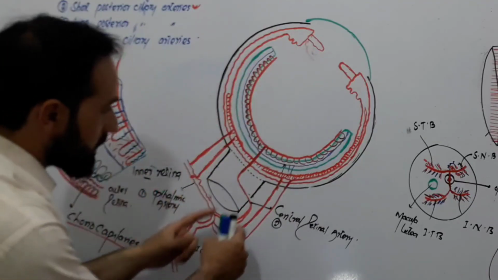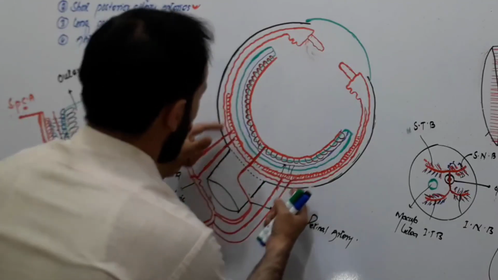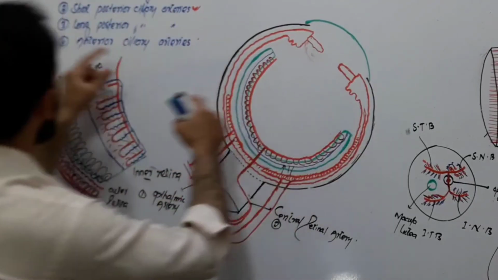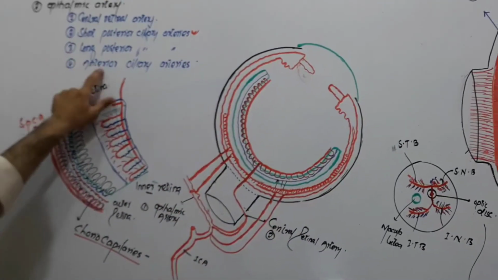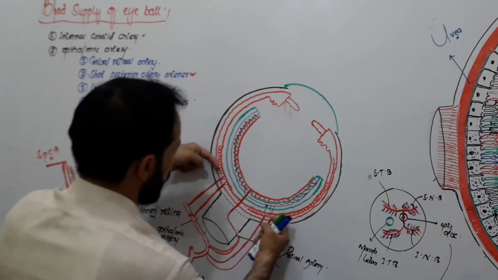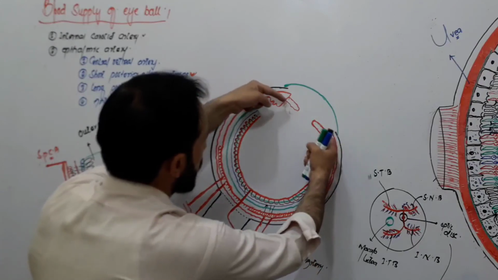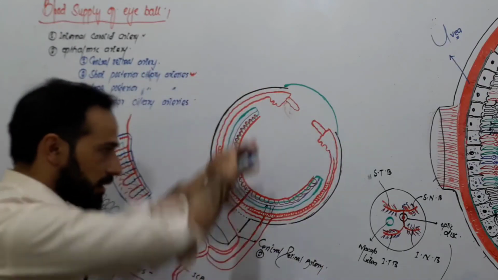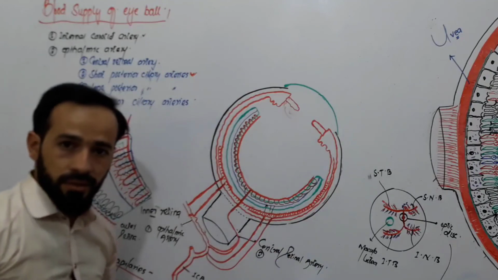Now in the next lecture we will discuss the other branches, which are called the long posterior ciliary artery and the anterior ciliary artery. So actually we will discuss the blood supply of the choroid, ciliary body and iris, and then we will discuss the venous drainage also.